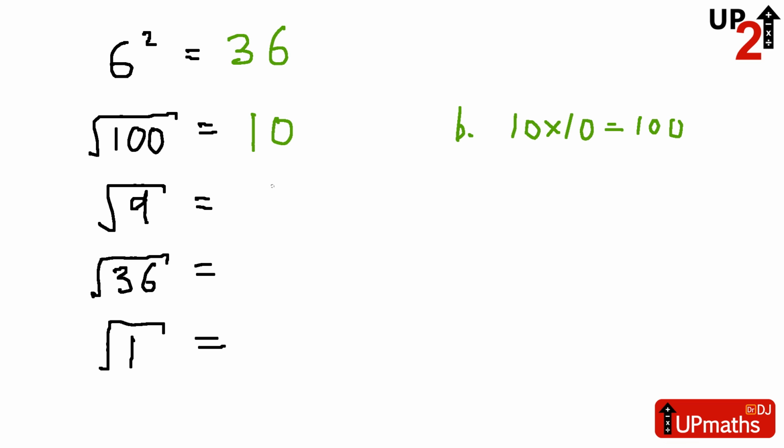The square root of 9 is 3. The square root of 36 is 6. What's the square root of 1? Something times something equals 1. Oh, 1 times 1 is 1. So the square root of 1 is 1.